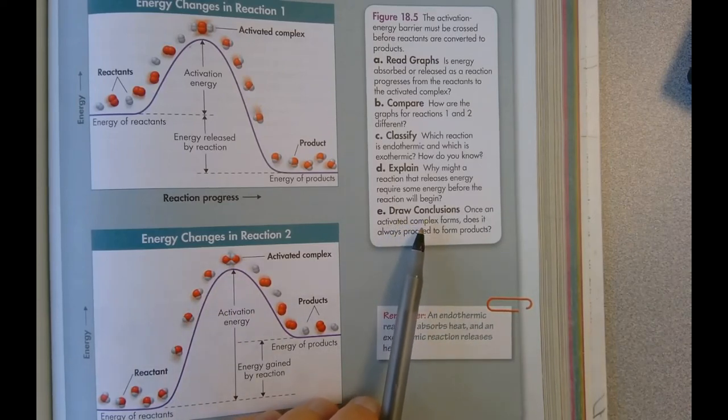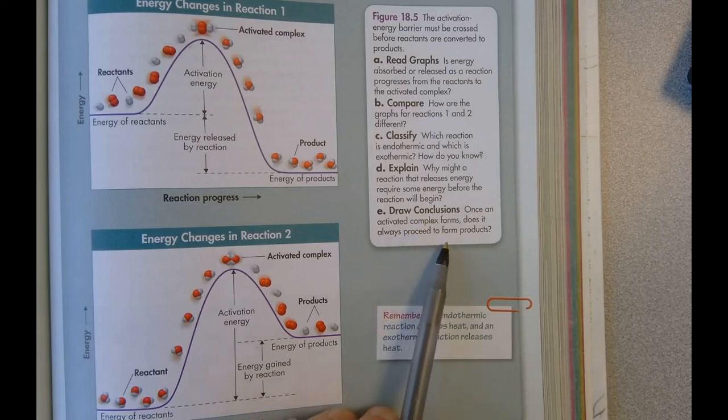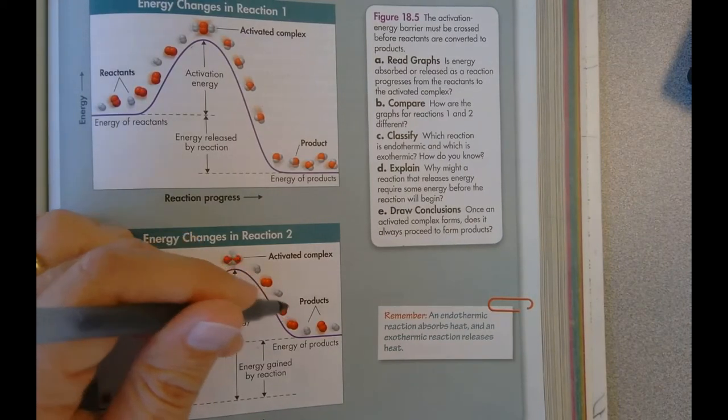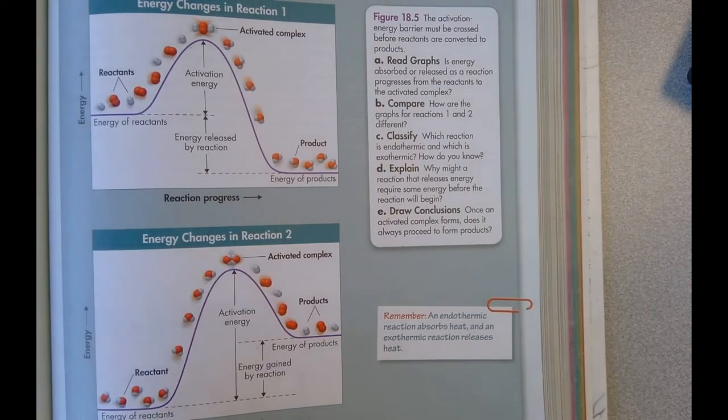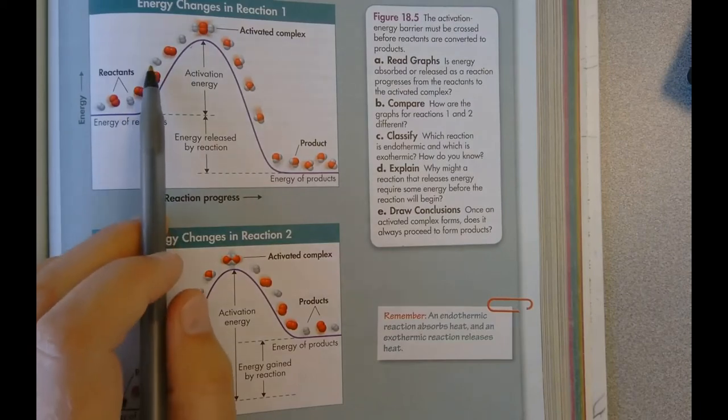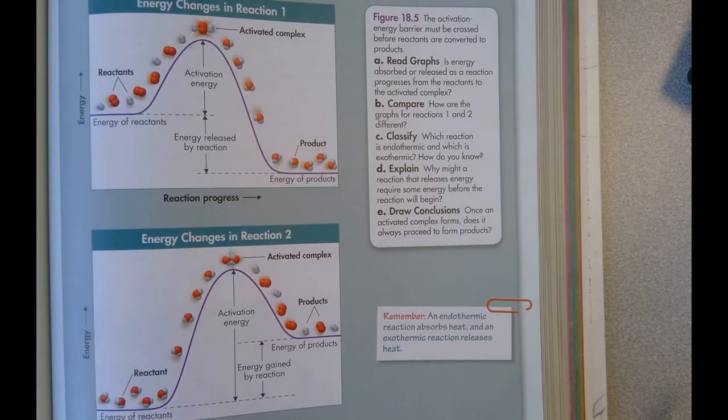E, draw conclusions. Once an activated complex is formed, does it always proceed to form products? Just go to like a ball on a hill kind of thing. If I have a ball sitting on top of a hill, could it roll either direction? Sure, absolutely, right? This could roll either way. But overall, more of them will probably end up going towards our product side when we're releasing energy there. That's one of the benefits of an enzyme, it actually kind of shoves it in the direction of the products a little bit. It grabs onto stuff and then physically manipulates it and moves it towards the products.